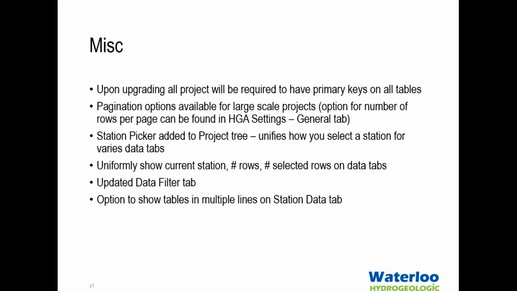We just wanted to make things a little bit more consistent. Additionally, we have updated the data filter tab. I'm going to show you this in just 1 second. It essentially makes use of the standard tree that you're used to seeing within HGA instead of having to pick from a very long pick list of tables. And then we also have an option to show all the tables in a category in multiple lines on the station data tab. So let's take a look at some of those things.